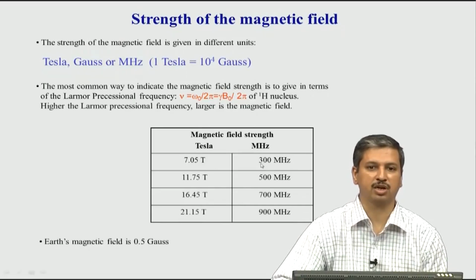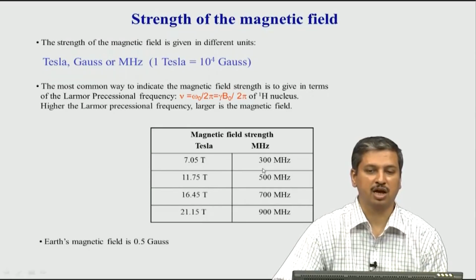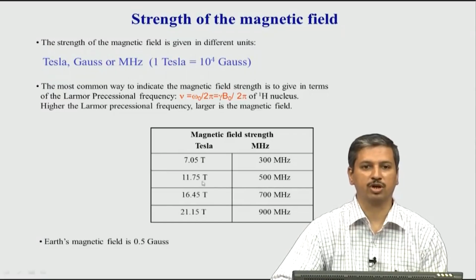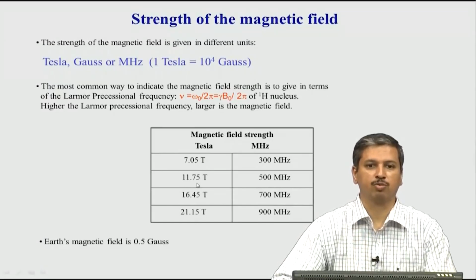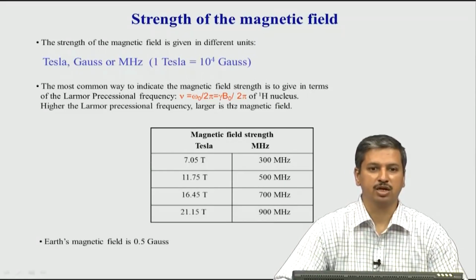So, we say that we have a 300 megahertz spectrometer, we say we have a 500 megahertz spectrometer. These numbers, megahertz and 300, 500, are all coming from this Tesla. Essentially the magnetic field is what is determining the frequency. When somebody says that I have a 500 megahertz NMR spectrometer in my laboratory, what he means to say is that he has a magnet which is 11.75 Tesla. So, the point here is that in spectroscopy, the frequency depends on the magnetic field directly, given by this formula.